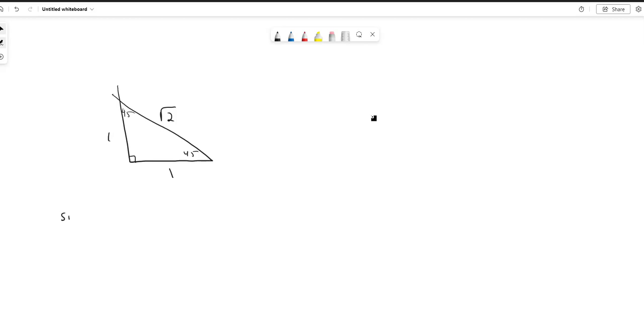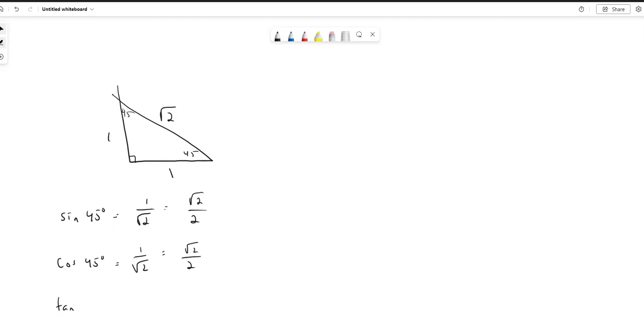So the sine of 45 degrees is opposite over hypotenuse. But oftentimes we're going to simplify that. We're going to rationalize the denominator. So multiply top and bottom by the square root of 2. The sine of 45 degrees is the square root of 2 over 2. The cosine of 45 degrees, oddly enough, is the same thing, right? Because instead of looking at the opposite side, we'll look at the adjacent side. But it's the same thing. It's still 1 over the square root of 2. Square root of 2 over 2.